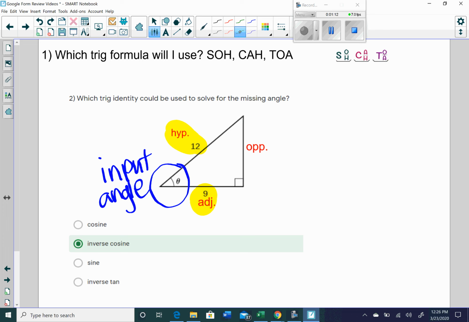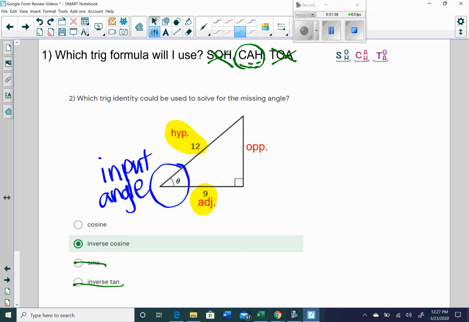When we look at the three different trig identity formulas, only one formula has both an adjacent and a hypotenuse involved in it. The SOH is missing an adjacent, and the TOA is missing a hypotenuse. So we know this is going to be a cosine involved problem. We're not going to use sine, and we're not going to use inverse sine.